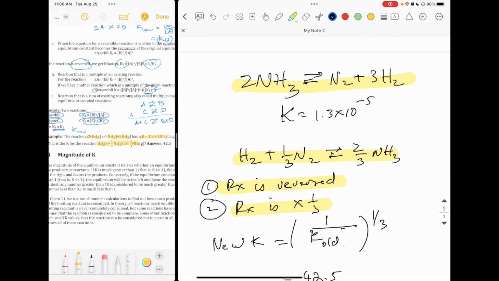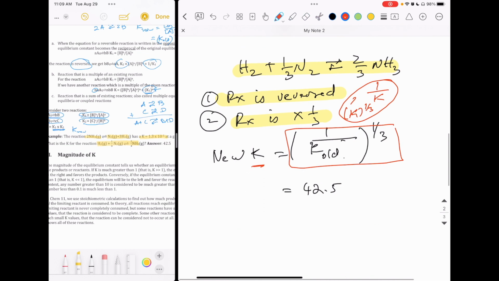So what happens when we reverse something? We do the reciprocal of the old K. And then what happens when we multiply something by a number? We raise it to the power of that number, which is 1/3. If we put these two changes together, then our new K should just be the reciprocal of our old K raised to the power of 1/3, which is the same as taking the cube root of that number. Now, if you plug in the old K in that expression, you should get a final answer of 42.5.